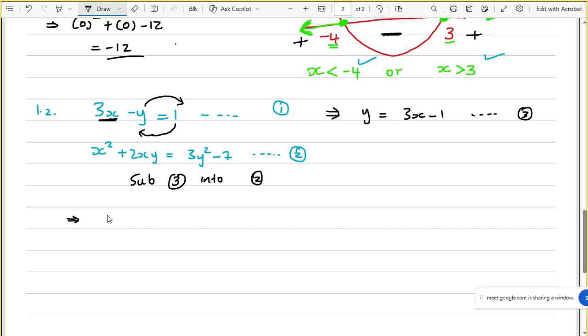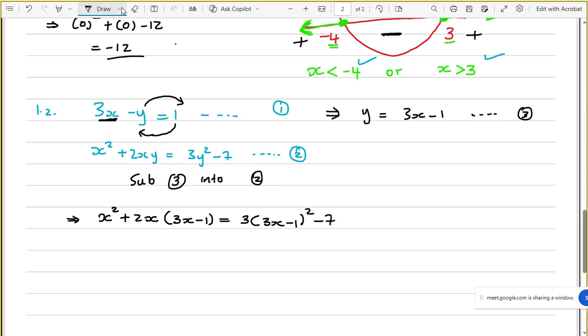Then we'll definitely talk about those common mistakes. So x squared plus 2x, inside the bracket where there's y, I'm going to put 3x minus 1. And then this is equal to 3, where there's y, (3x minus 1) squared, minus 7.